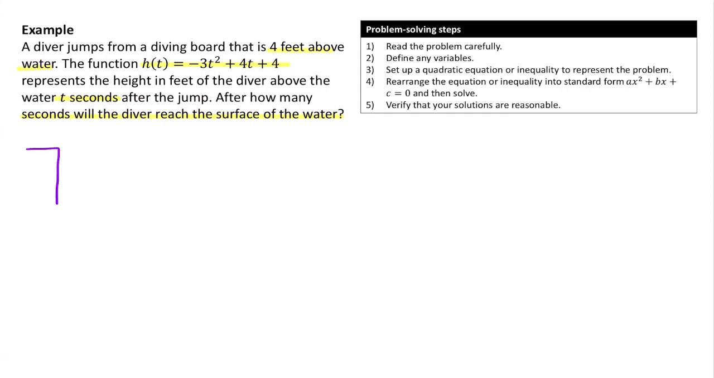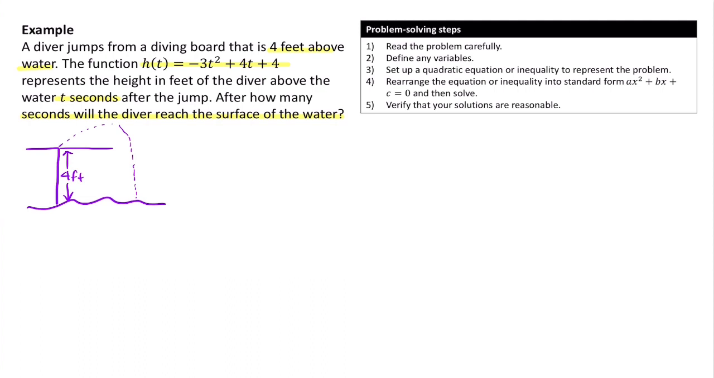So he's on this diving board, okay? And so this diving board is a certain amount of feet above the water. So here's my water down here. So we know the distance from here to here is 4 feet, okay? And then we know that the function tells us his height after the jump, right? So he's gonna like jump up and then go down and then eventually hit the water.